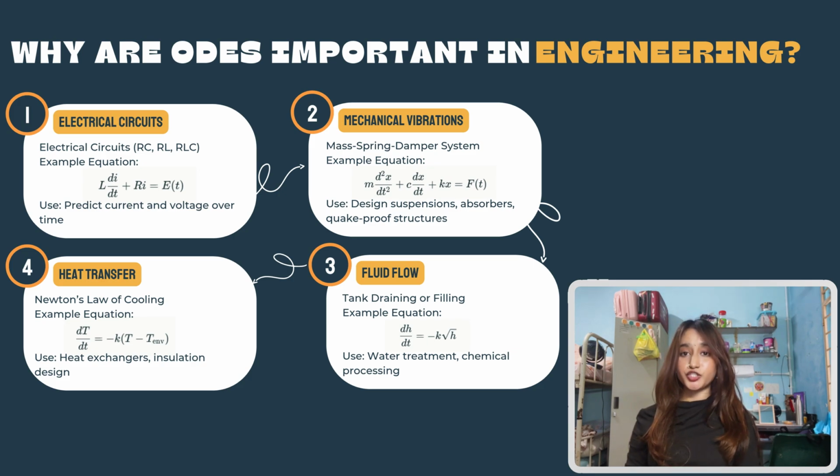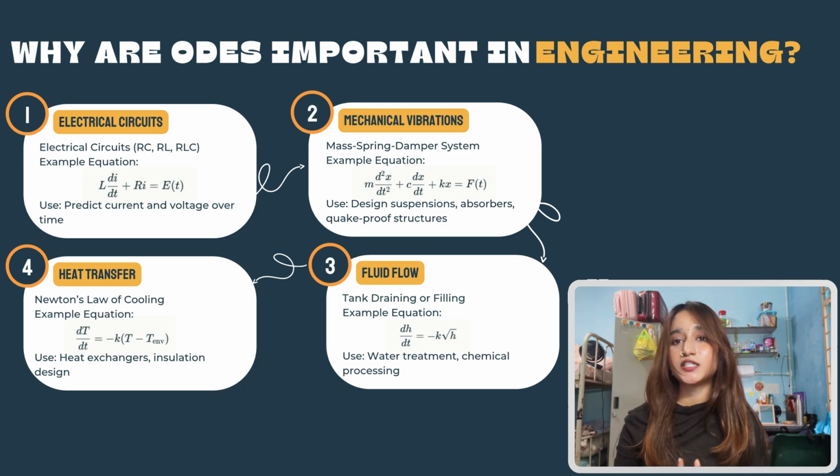In electrical engineering, ODE describe how current and voltage behave in a circuit. For example, in an RL circuit, the current flow follows a first order differential equation. In mechanical systems, ODE are used to model vibration. The second order equation shows how a mass on a spring with a damper moves. It is very important in designing systems like vehicle suspensions and earthquake resistant buildings.